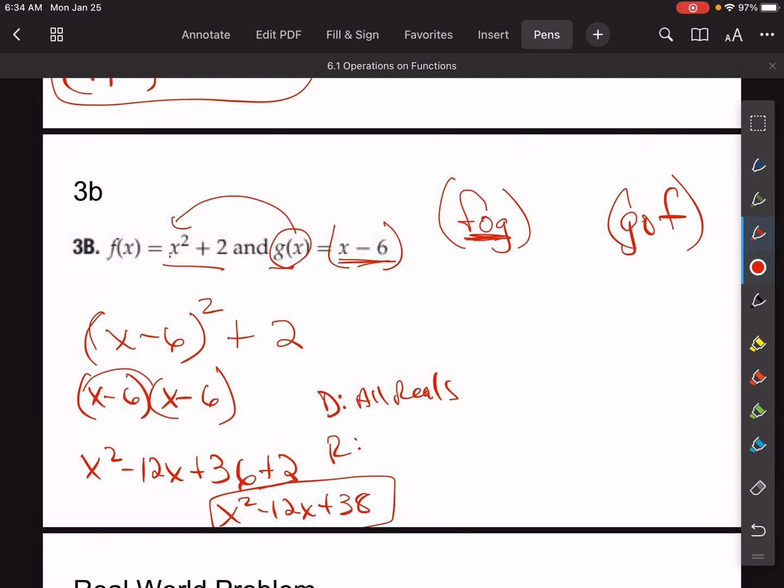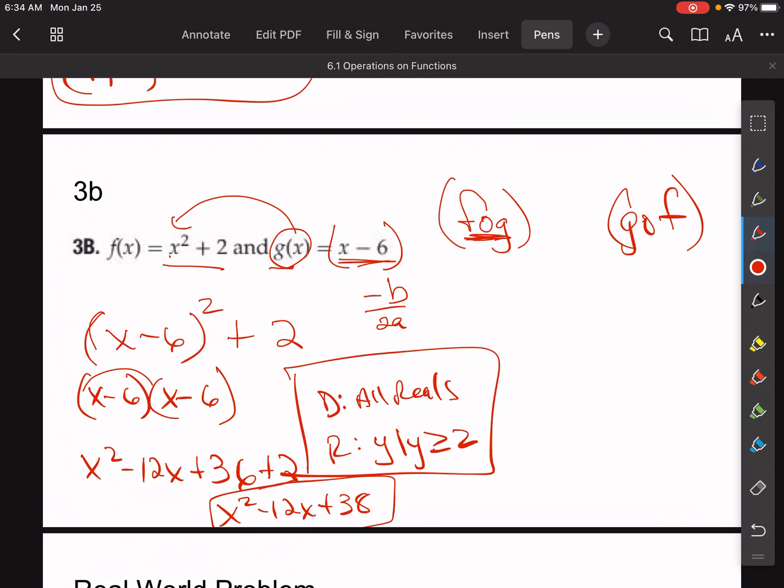Okay, so to find the range of this thing, since this is a quadratic, there's a couple things you could do. You could plug this into Desmos or into a graphing calculator and see where the vertex is. I'm not going to take the time to do that here. But you could also find out where the vertex is by taking negative b over 2a, plugging that solution back in to see where the minimum point happens. And it turns out that in this case, it happens at 2. So the range would be all the y values where y is greater than or equal to 2. Okay, so that's how you would find the range there.